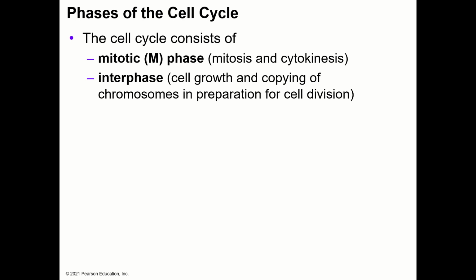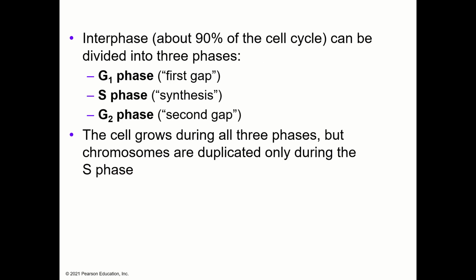Phases of the cell cycle. The cell cycle consists of a mitotic phase, or the M phase, which is the combination of mitosis and cytokinesis. But the cell cycle also consists of interphase, which is where the cell goes through growth and also copies its set of chromosomes to prepare for mitotic cell division. Interphase is about 90% of the cell cycle, or about 90% of the time a cell spends. Interphase can be divided into three subphases.